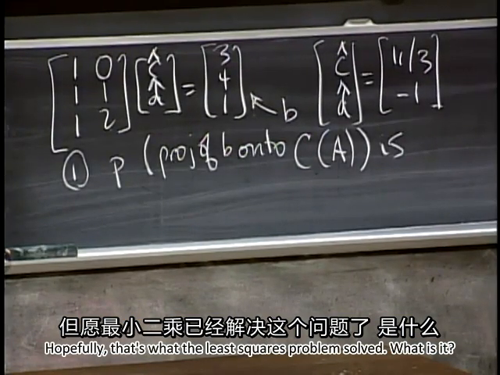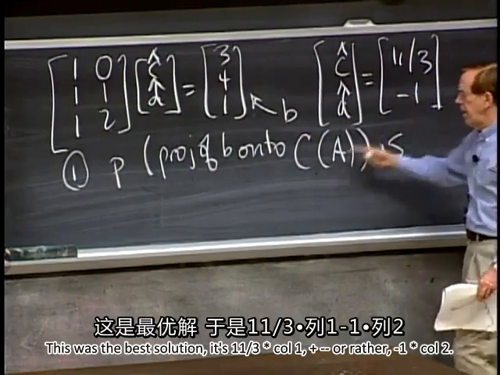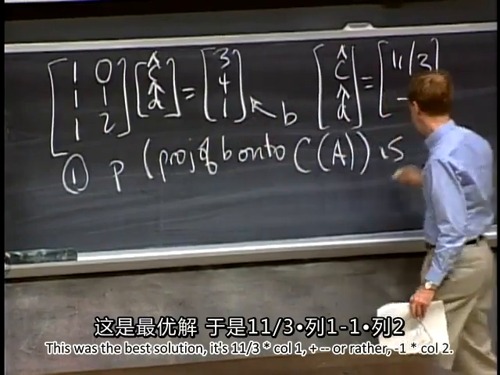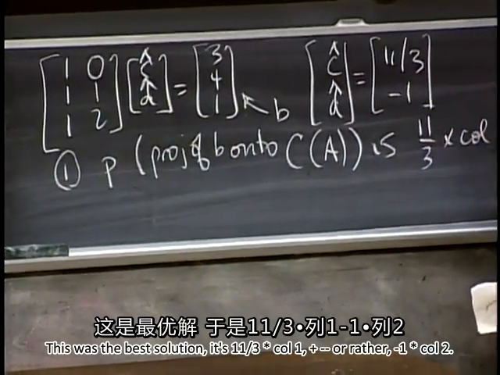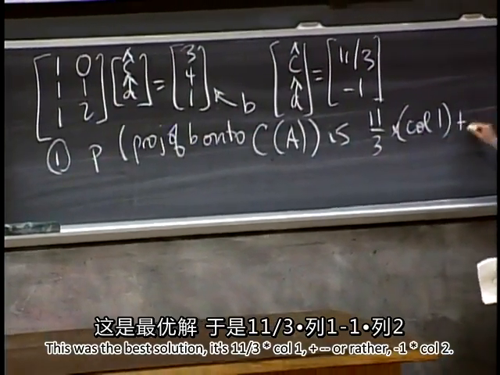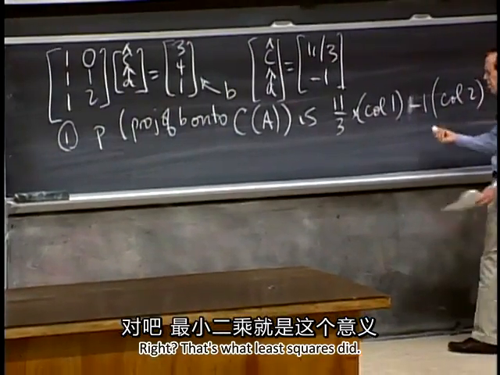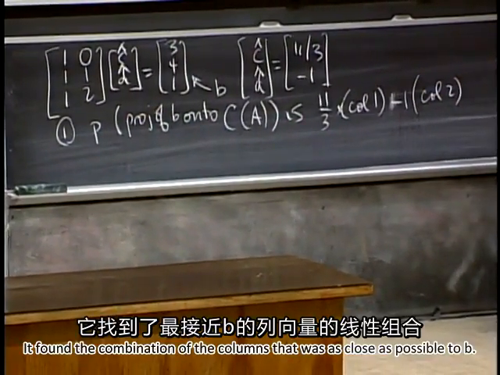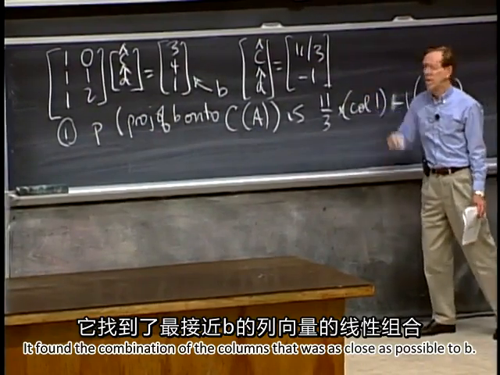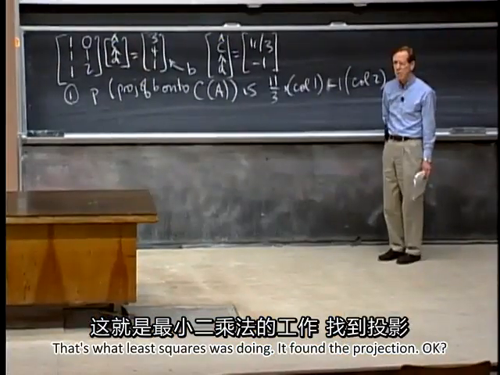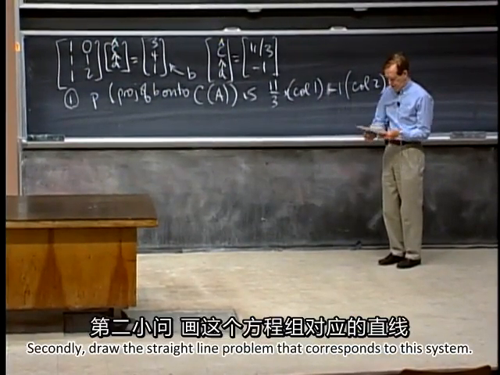What is it? This was the best solution. It's 11/3 times column 1 plus, or rather minus 1 times column 2. Right? That's what least squares did. It found the combination of the columns that was as close as possible to B. That's what least squares was doing. It found the projection. Okay?